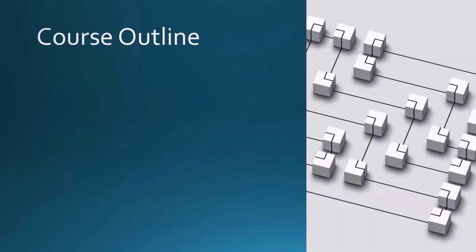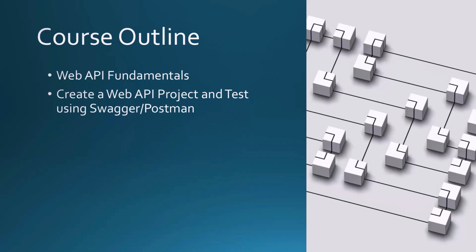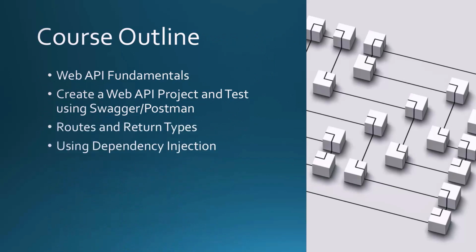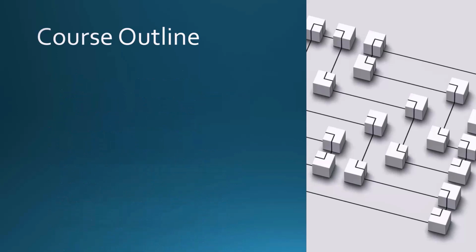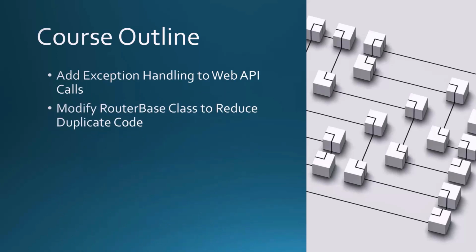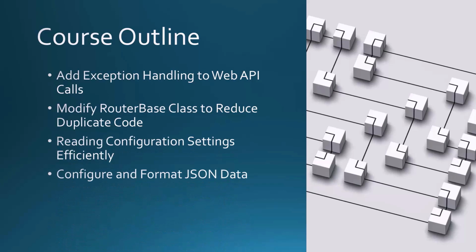Let's take an overview of all the various lessons in this course. We start out with Web API Fundamentals, create a Web API project and test using Swagger and Postman. We're going to talk about routes and return types. We're going to talk about using dependency injection, organizing your APIs using router classes. We're going to add logging to web API calls. We're going to add exception handling to web API calls. We're going to modify a router base class to reduce duplicate code. We're going to read configuration settings. We're going to configure and format JSON data.